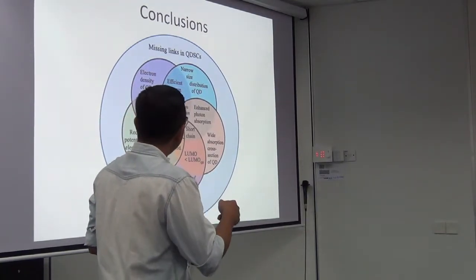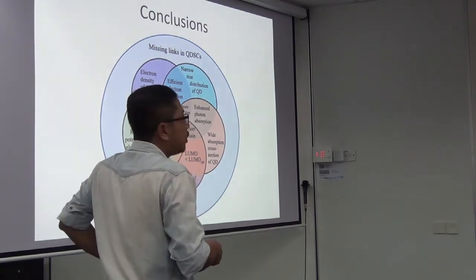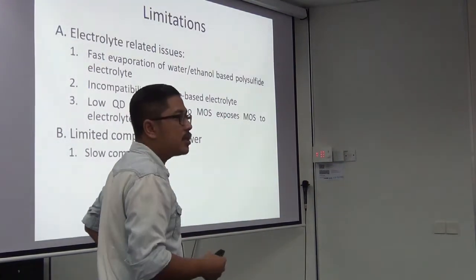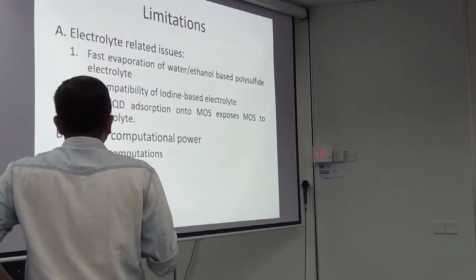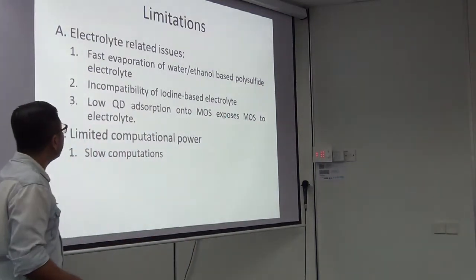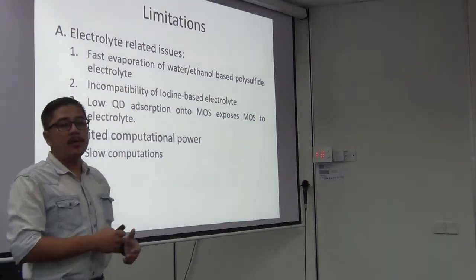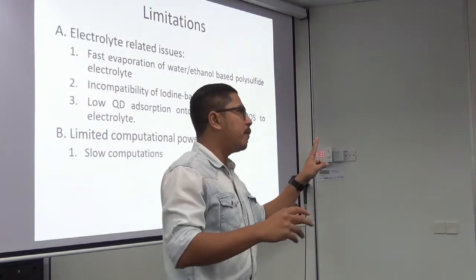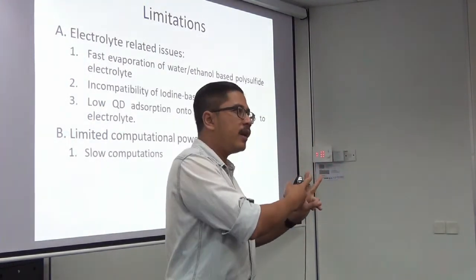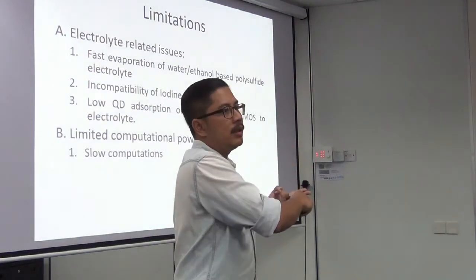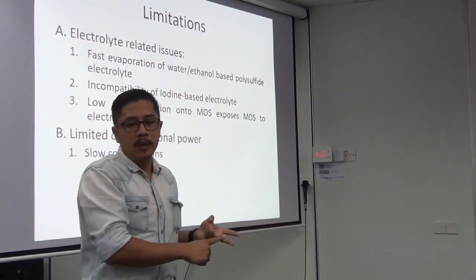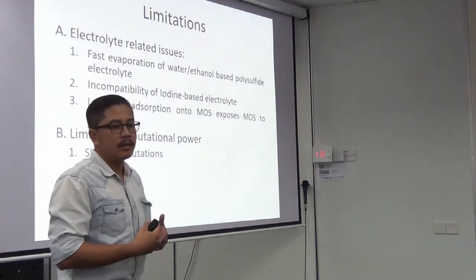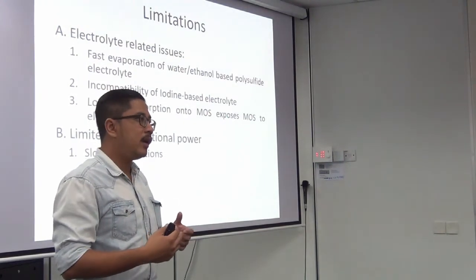So from these 6 missing links, this is what we could do for future work. Before that, let us see some of the limitations of the quantum dot solar cell. First, definitely electrolyte related issues. Fast evaporation of the water ethanol based polysulfide electrolyte. We have 2 types of very famous electrolytes, the polysulfide and iodine based electrolytes. So in the polysulfide electrolyte, the water and ethanol mixture could evaporate at a very high rate.